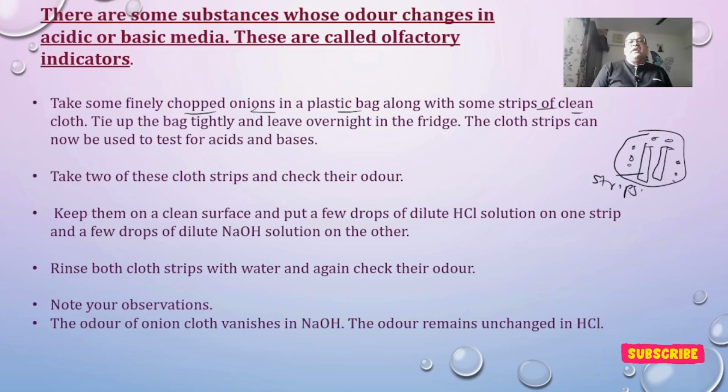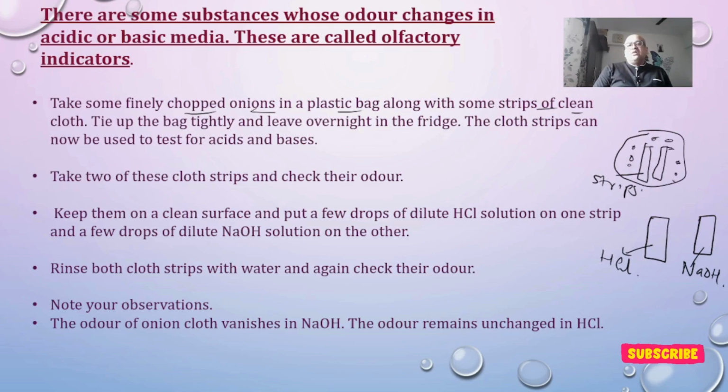Now take these cloth strips and check their odor. You will get the onion smell on these strips. Now keep them on a clean surface and put a few drops of dilute hydrochloric acid on one strip, and a few drops of sodium hydroxide on another one. Rinse the cloth strips with water and check the odor again.